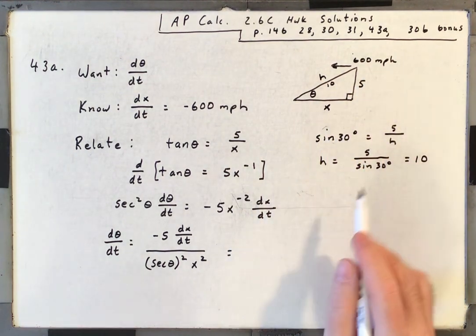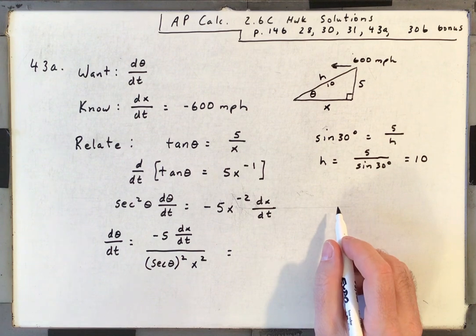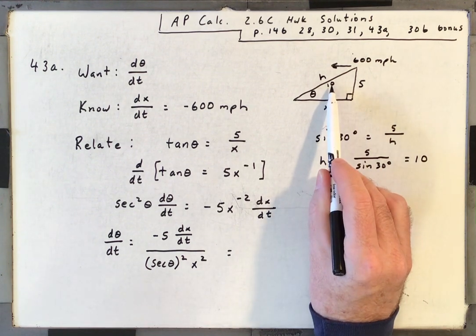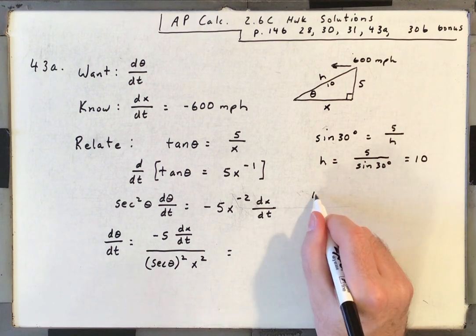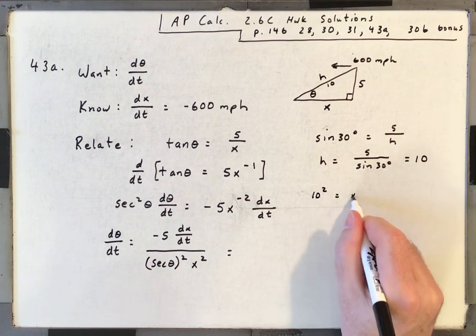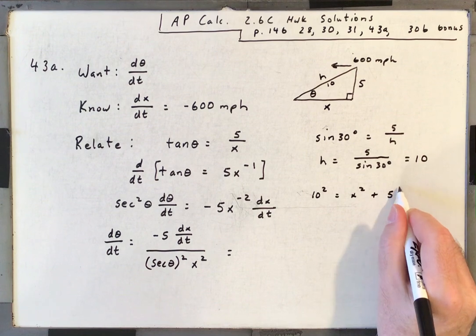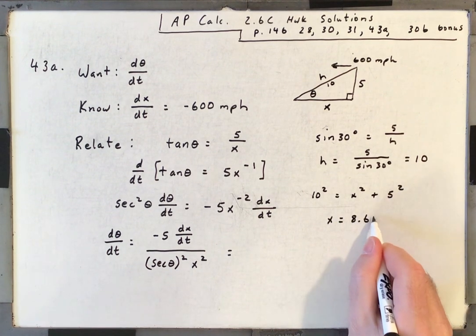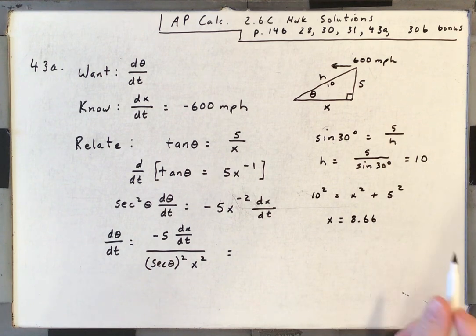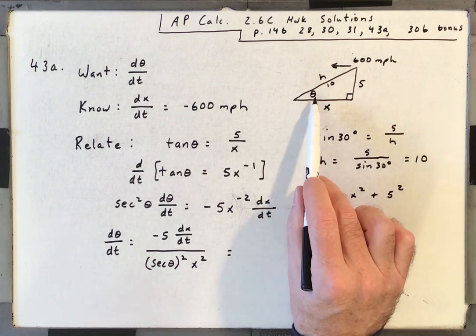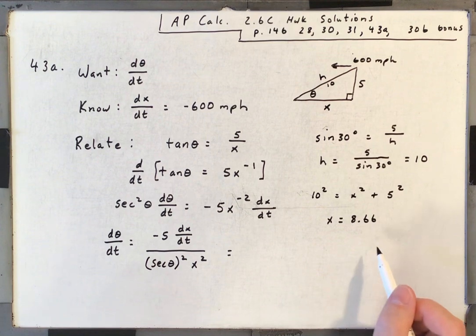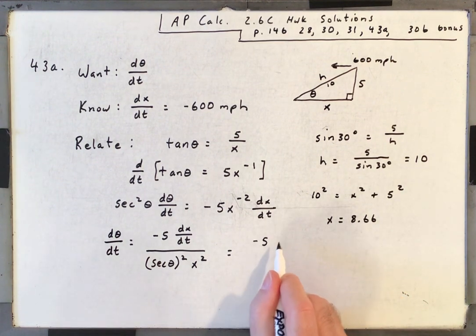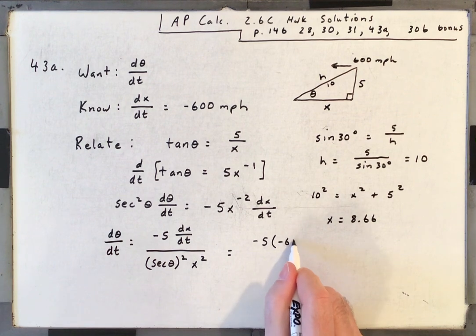We also need to get x. Well, we could use the Pythagorean theorem now that we know. So we could say 10 squared is equal to x squared plus 5 squared. And if you go through that, x is 8.66. You could also say tangent 30 degrees is 5 over x and solve it that way. Either way is fine. So I have -5. dx dt is -600.